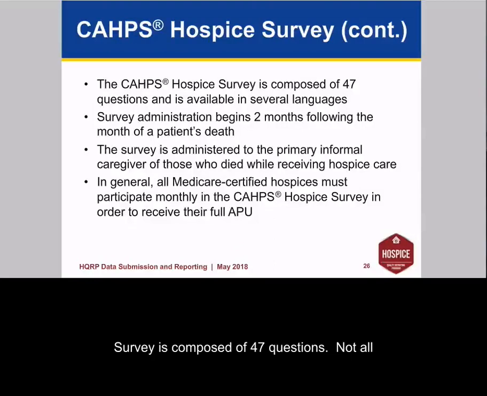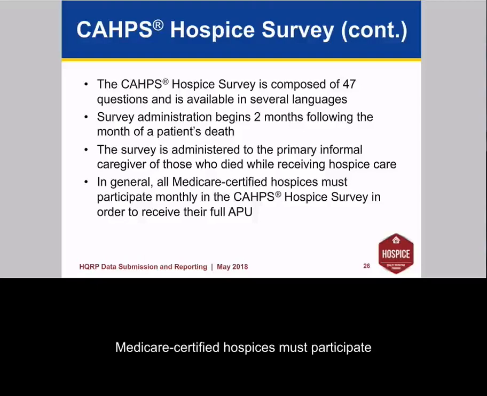The CAHPS Hospice Survey is composed of 47 questions. Not all respondents answer all questions. Survey administration starts at least 2 months after the patient's death. This lag is done to give the caregiver some time for recovery. The survey is conducted by mail, by telephone, or by mail with telephone follow-up at the hospice's option.